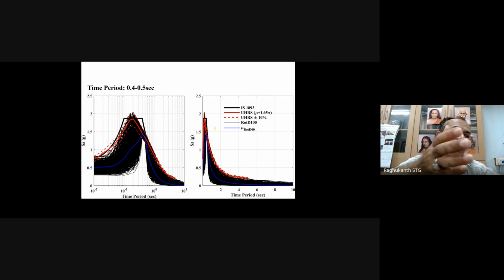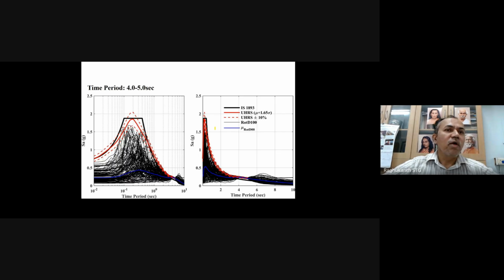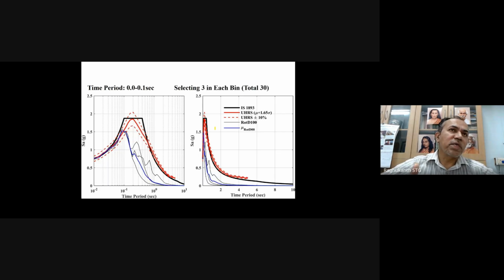So the ground motions average, and it goes towards the right hand side here. And similarly, say 0.5 to 1 second, how many of them will match? Then 1 to 2 second, then 2 to 3 second, then 3 to 4, 4 to 5, and like that we proceed with the entire region itself.